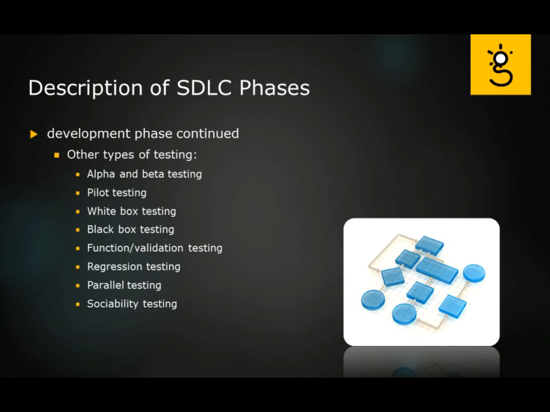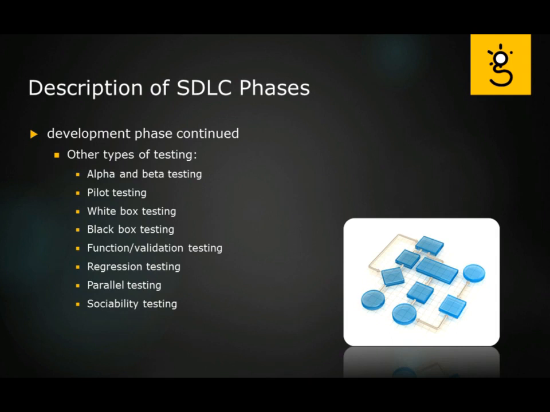Function or validation testing, making sure that it's doing things right, that you get out the results you expect. Regression testing. Now, regression testing is not for a new system, but if I'm about to make improvements and updates, I often want to make sure that those new updates are going to be able to work with the old methods or the old data as well, right? So it's kind of a regression testing.